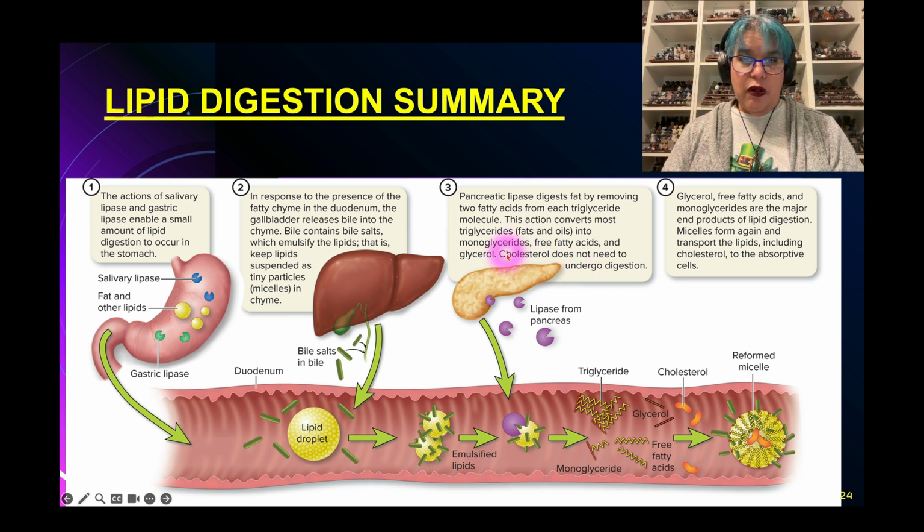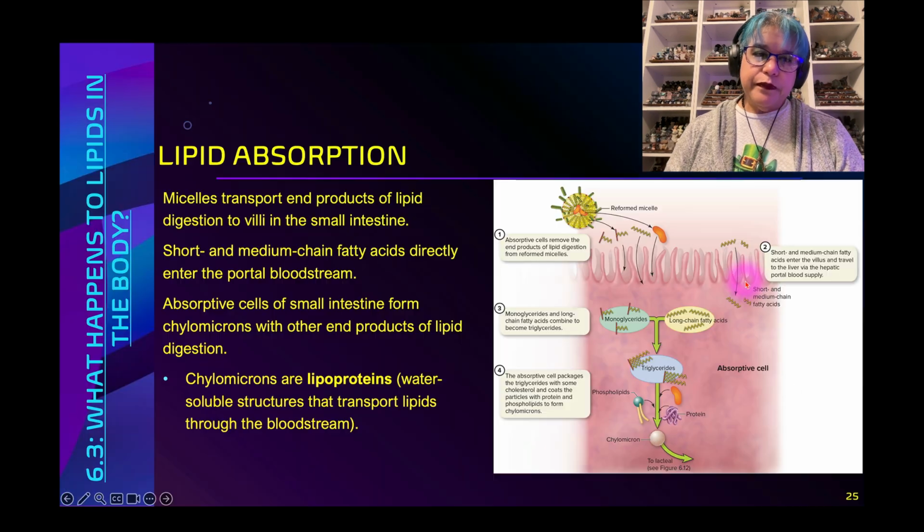Now the cholesterol, like I said before, doesn't have to undergo digestion. Cholesterol, I'm going to absorb it. So, glycerol, free fatty acids, and monoglycerides are major end products of lipid digestion. So the micelles that we've formed, in the center is where we have our free fatty acids, we've got our glycerols, we've got our cholesterol. The micelles form again and transport the lipids, including cholesterol, to the absorptive cells.